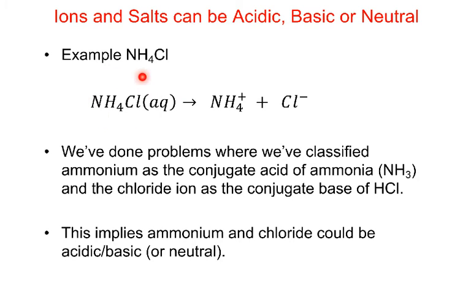But it turns out the ions that make up the ionic compounds can themselves be weak acids or bases. We know NH4Cl is ionic, so when it dissolves in water, it's going to dissociate into ammonium ions and chloride ions. When we were first introduced to the concept of Bronsted-Lowry acids and bases, we classified ammonium as the conjugate acid of the base ammonia, and the chloride ion as the conjugate base of the acid HCl. The fact that we're calling these conjugate acids and conjugate bases implies that they can themselves be weakly acidic or basic, or they could also be neutral.